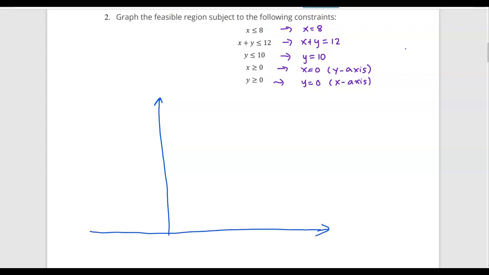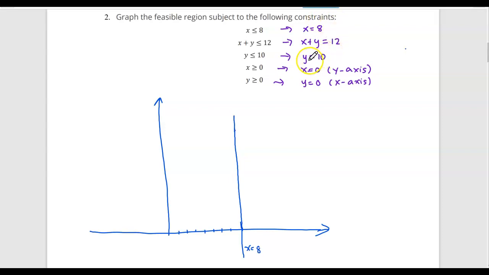Then let's have x equals 8. So we have 1, 2, 3, 4, 5, 6, 7, 8. So that is the line x equals 8. We have equality here, so we use that line. So this is the line x is equal to 8.